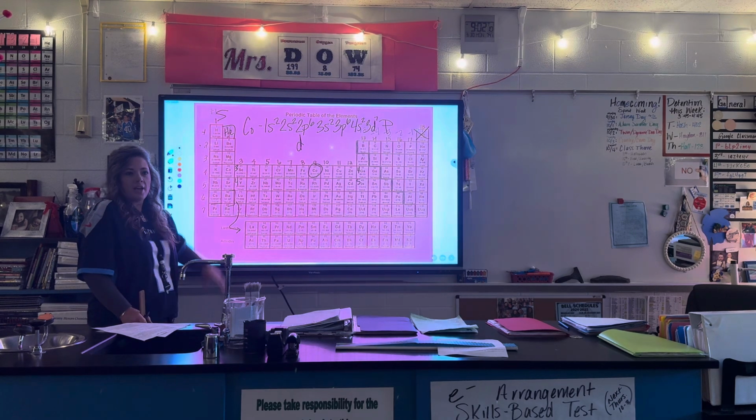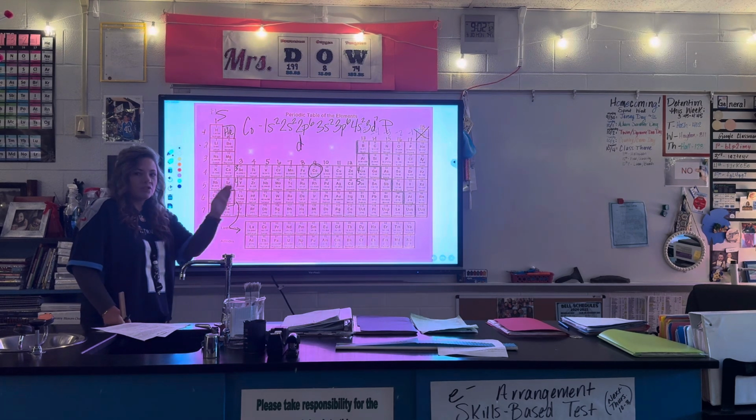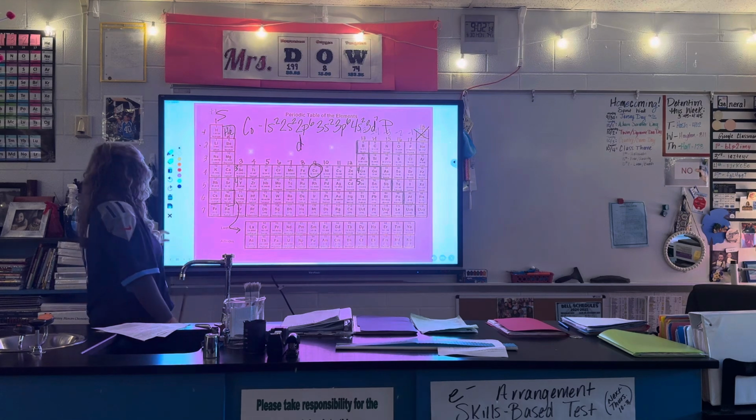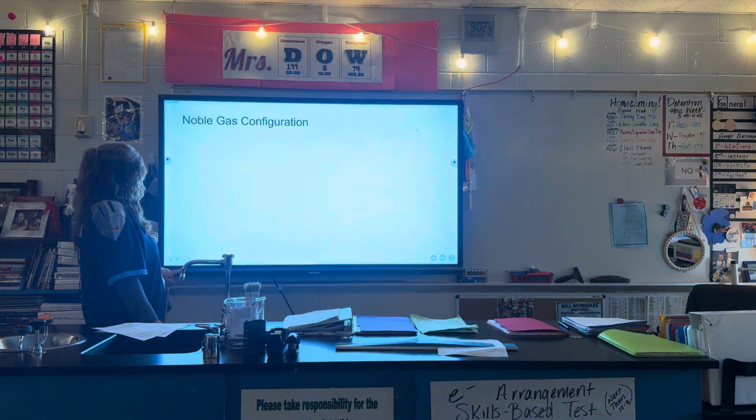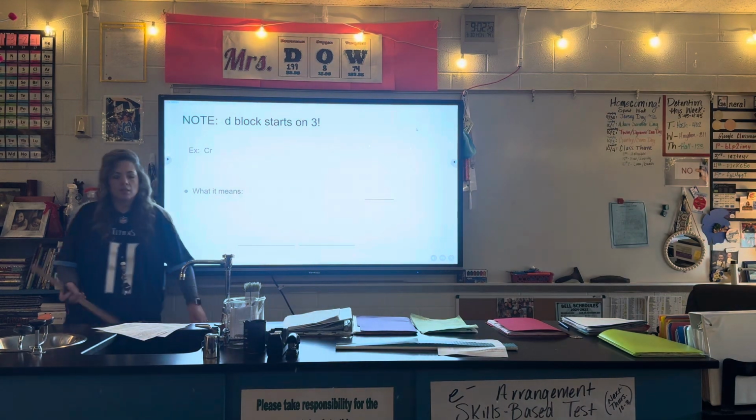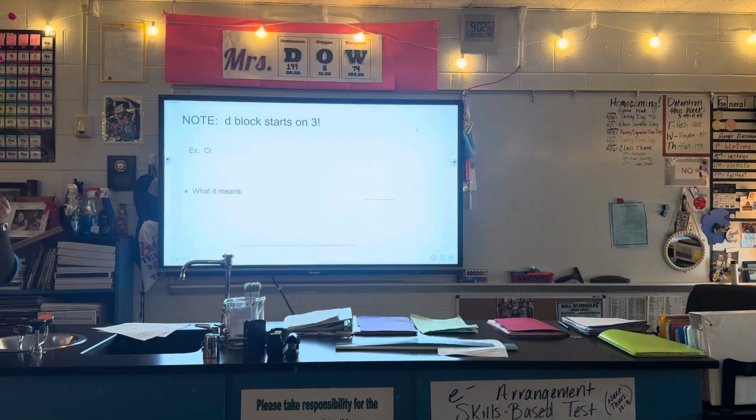Questions on how we got that? So you're just following the periodic table like a roadmap. All right, so now let's talk about what it actually means. So far we've just followed the periodic table like a roadmap and wrote some random letters and numbers, okay? But let's talk about what these little sets actually mean.